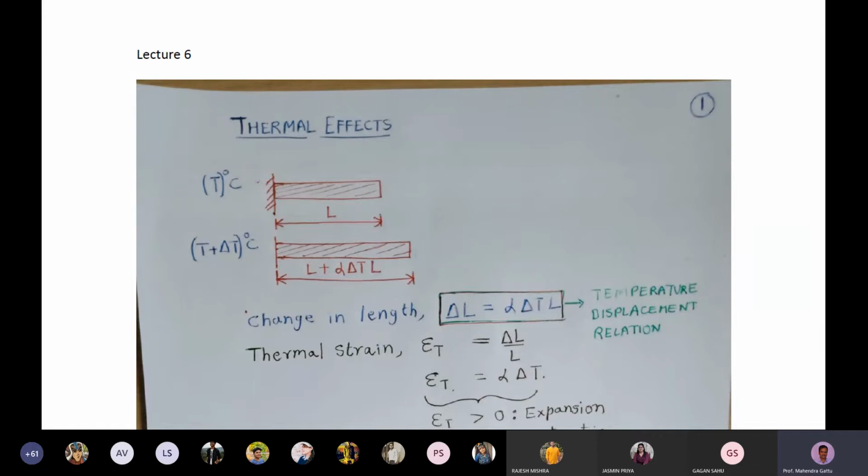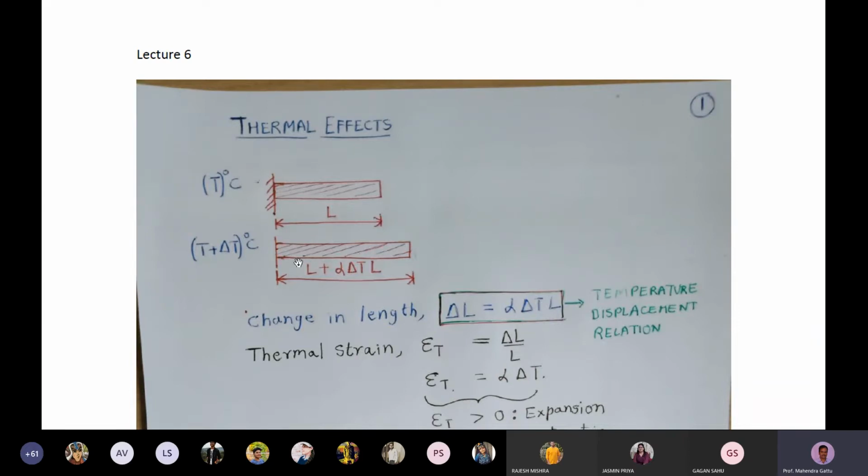I'll introduce two terminologies here. One is thermal strain, and the other one is thermal stress. Here you see a prismatic bar of length L, and it is at a temperature T1 degree centigrade. You increase the temperature of the bar to T plus delta T degree centigrade. So the rise in temperature is delta T. Because of this rise in temperature, the bar will expand.